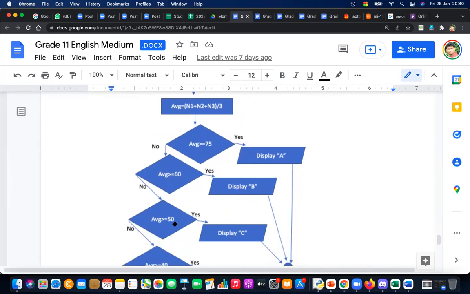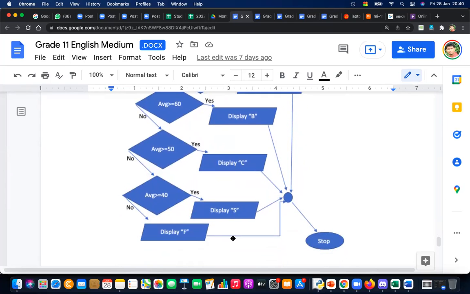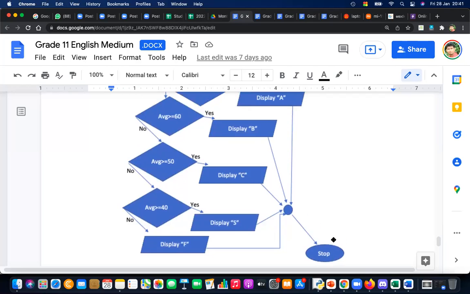If not, if it is greater than 50, C. Otherwise, if it is greater than 40, then S, otherwise F. Finally, combine all parts and stop. So this is what we did last week.